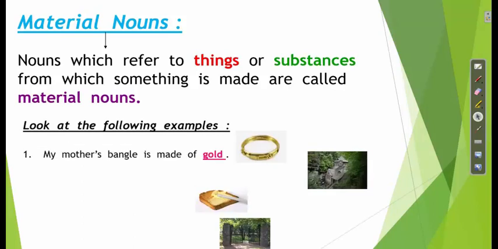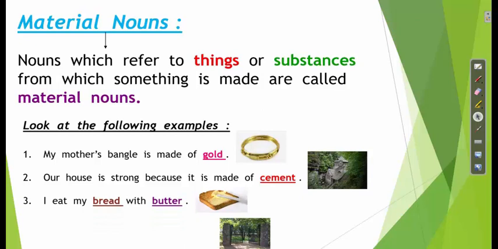First one, my mother's bangle is made of gold. Here, gold is a material noun as it tells about the metal from which the bangle is made. Second, our house is strong because it is made of cement. Cement is a material noun as it is used to build a house.